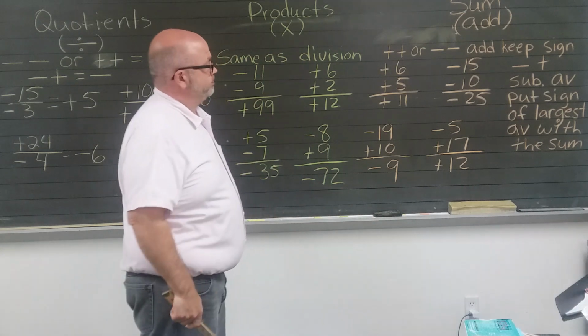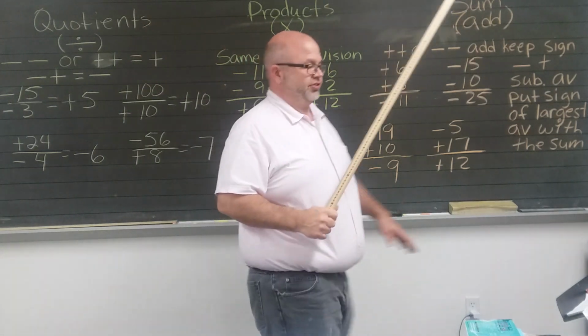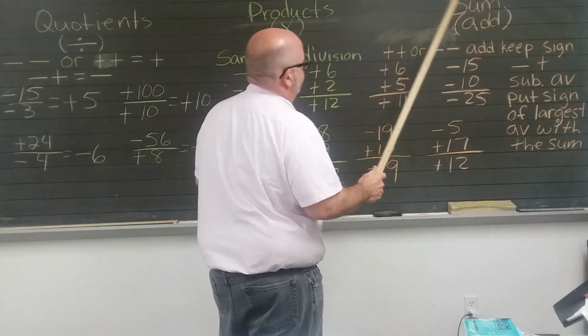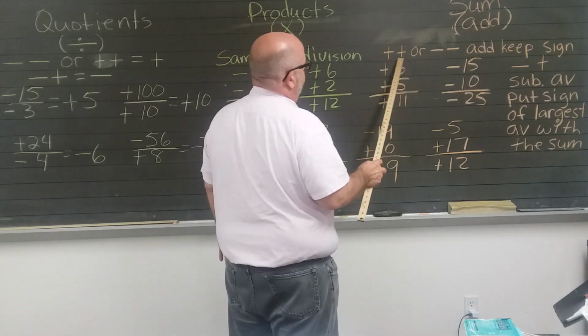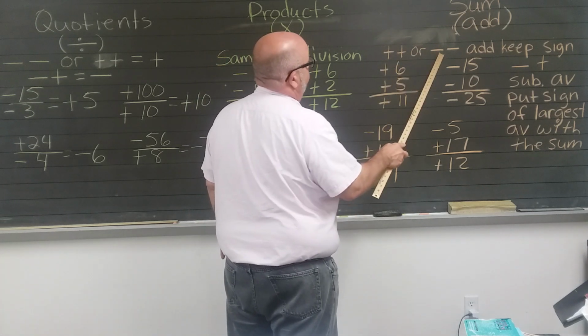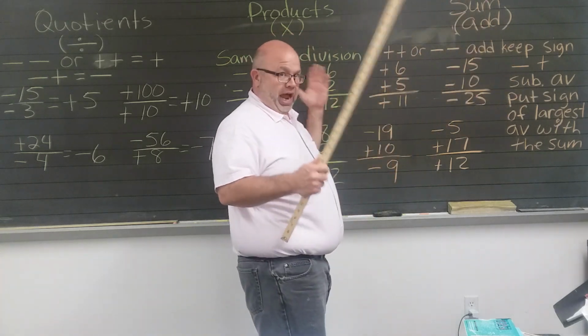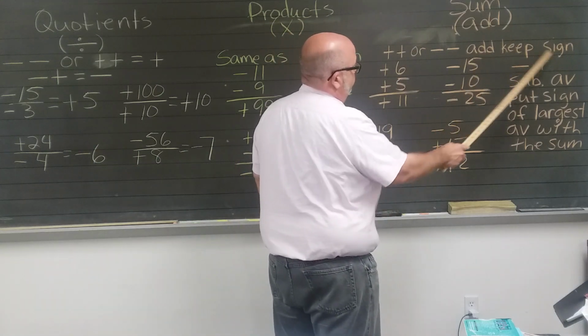All right, over here, sum. If you see "give the sum," that means you're adding. The sum is the answer to an addition problem. If you have two positives or two negatives, you add the absolute value, you add the two numbers, and keep whatever sign is in the equation.